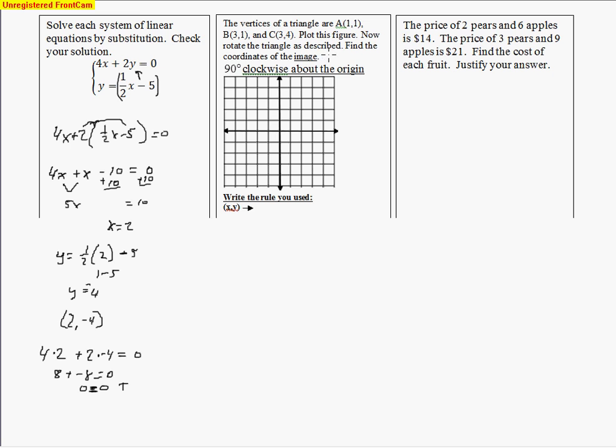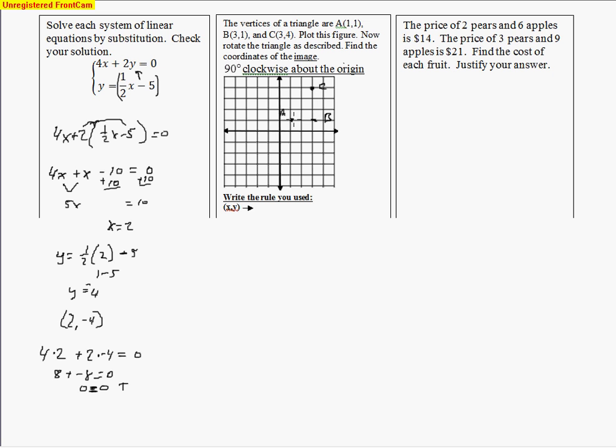So on the next one, they want us to plot these points, and then we want to rotate the figure 90 degrees about the origin. So let's start by plotting. So 1, 1, there's A, and then 3, 1 is B, and then C is over 3, up 4. And so here's our figure. Now we want to rotate it about the origin.